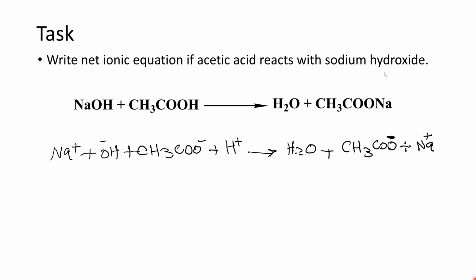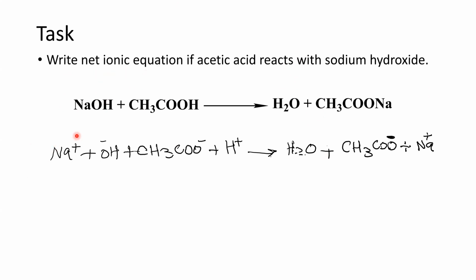Now the task at the end of this lecture is this one, where I have given you another example of two reactants. Sodium hydroxide is there, acetic acid is there. This is the acetic acid, this is sodium hydroxide. They are reacting together, and we are again getting water and a salt. So this is sodium acetate, a salt we are getting in this equation. So you have to write its net ionic equation.